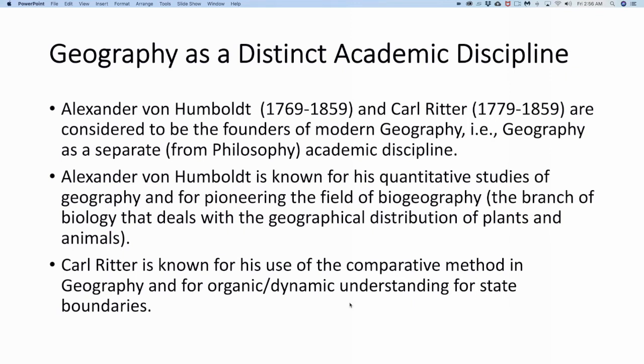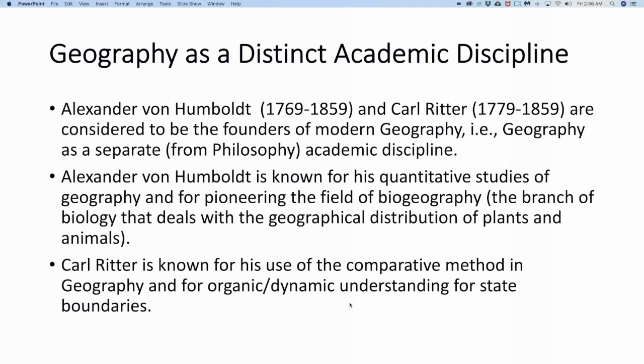So you have Alexander Humboldt and Carl Ritter, who are considered to be founders of modern geography as a separate field of study. Humboldt was particularly known for his quantitative studies of geography and for pioneering the field of biogeography, which is the branch of biology that deals with the geographical distribution of plants and animals.